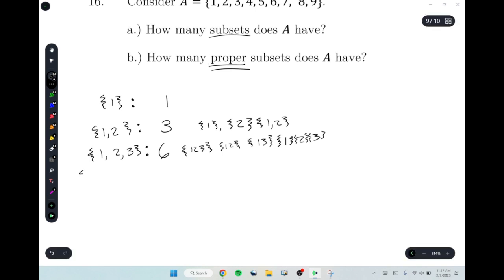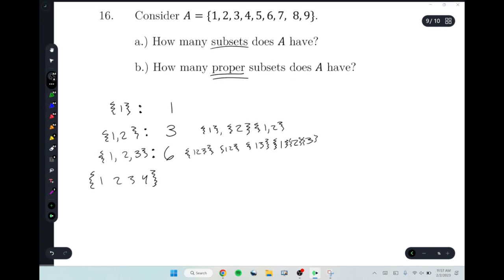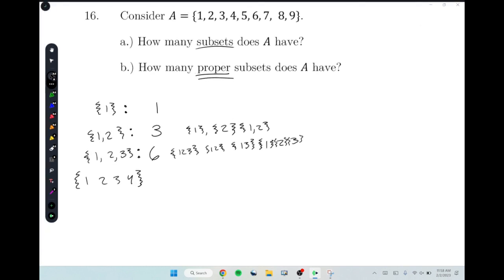Okay. Anybody see a pattern yet? Not one that's easy. With 4, I don't think there's any chance we're listing them all out. We're just going to have to use the formula, right? So the better thing is to explore and find the formula. 4 is going to have how many?